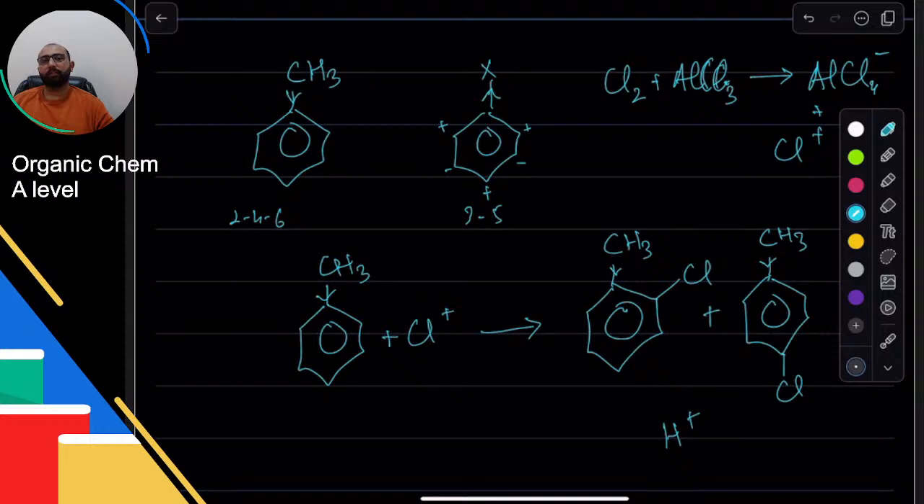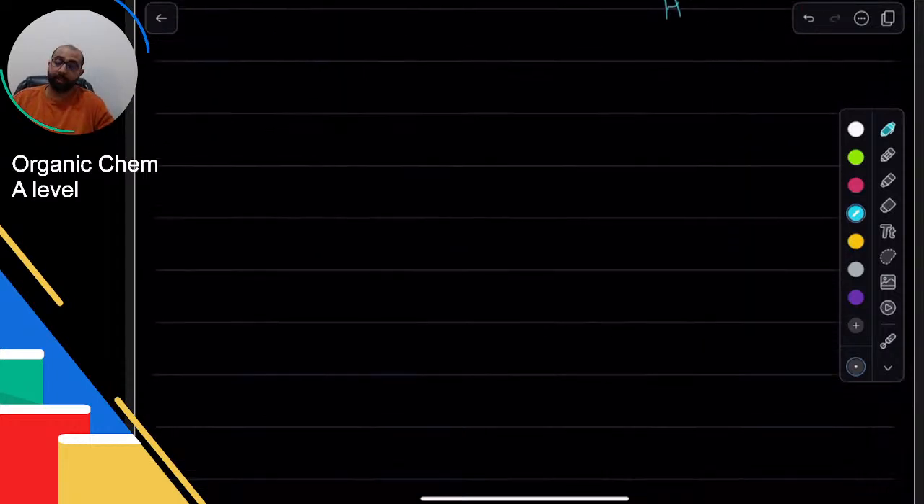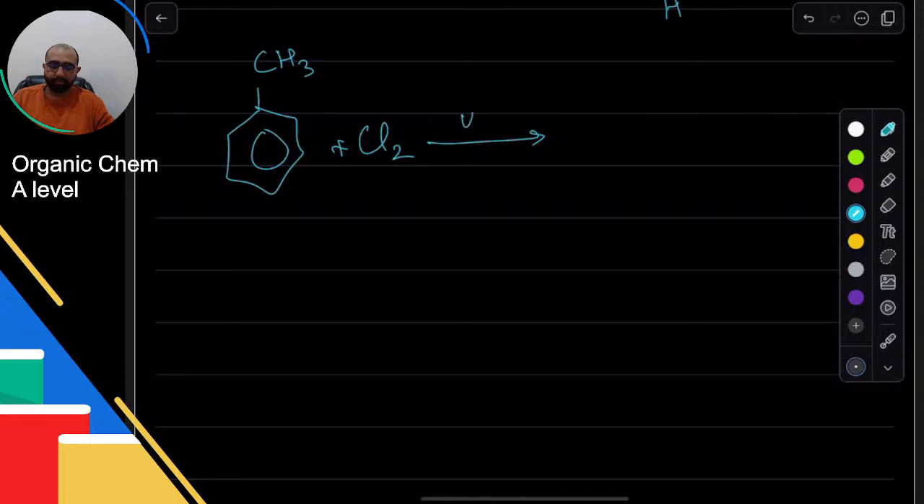What if I change a little bit here? Let's say I add ultraviolet light here. What will happen if I don't have AlCl3 and I have ultraviolet light? Then it cannot do anything to the ring. Why? Because you don't have any electrophile. Ultraviolet light creates free radicals. Free radicals can attack this. They cannot attack this. So you have to be careful.